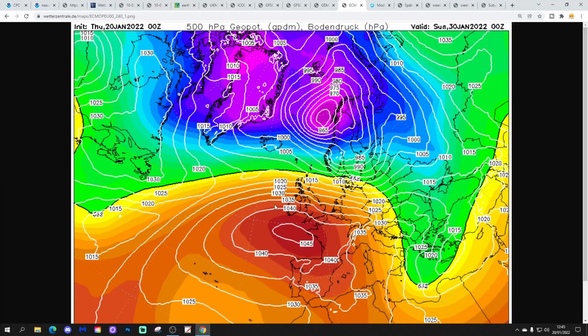And by day 10, which is the 30th of January, we still have that 1,040 to 1,045 millibar area of high pressure sitting just to our south and southwest. We continue to pull in these potentially exceptionally mild west to southwesterly winds as well. So maybe a bit more unsettled for Scotland, but still not a definitive break of the high pressure up to the 30th of January.